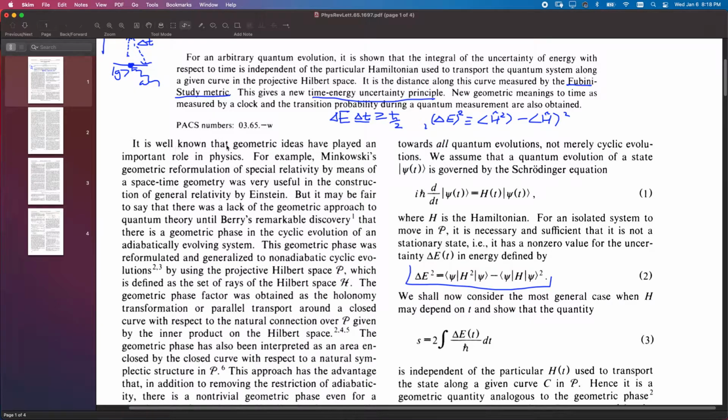It is well known that geometric ideas have played an important role in physics. For example, Minkowski's geometric reformulation of special relativity by means of a space-time geometry was very useful in the construction of general relativity by Einstein. But it may be fair to say that there was a lack of the geometric approach to quantum theory until Berry's remarkable discovery that there is a geometric phase in the cyclic evolution of an adiabatically evolving system.